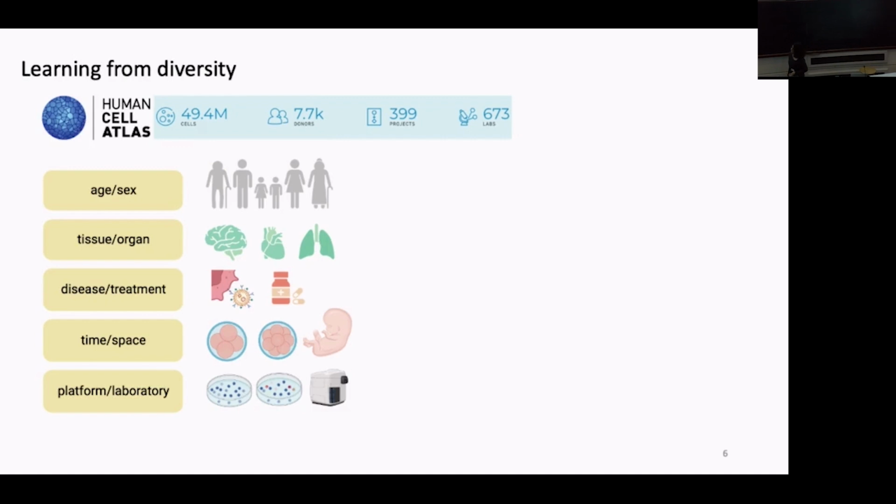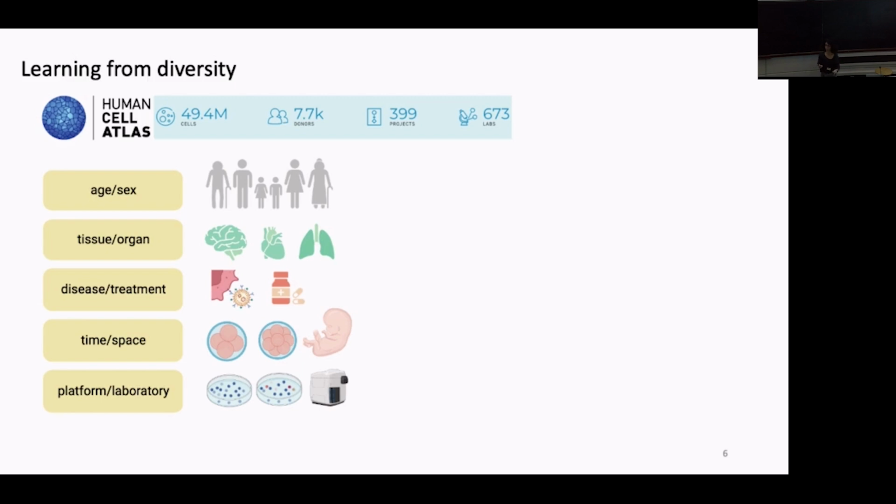The Human Cell Atlas Consortium is a very big consortium that tries to collect all these single-cell data. So far, there have been like 50 million cells sequenced around the world. These 50 million cells come from 7.7 thousand donors or individuals. So this is a huge amount of data. The differences across these cells come from a lot of different covariates. For example, the age and the sex of these donors vary. So we have samples from different ages.